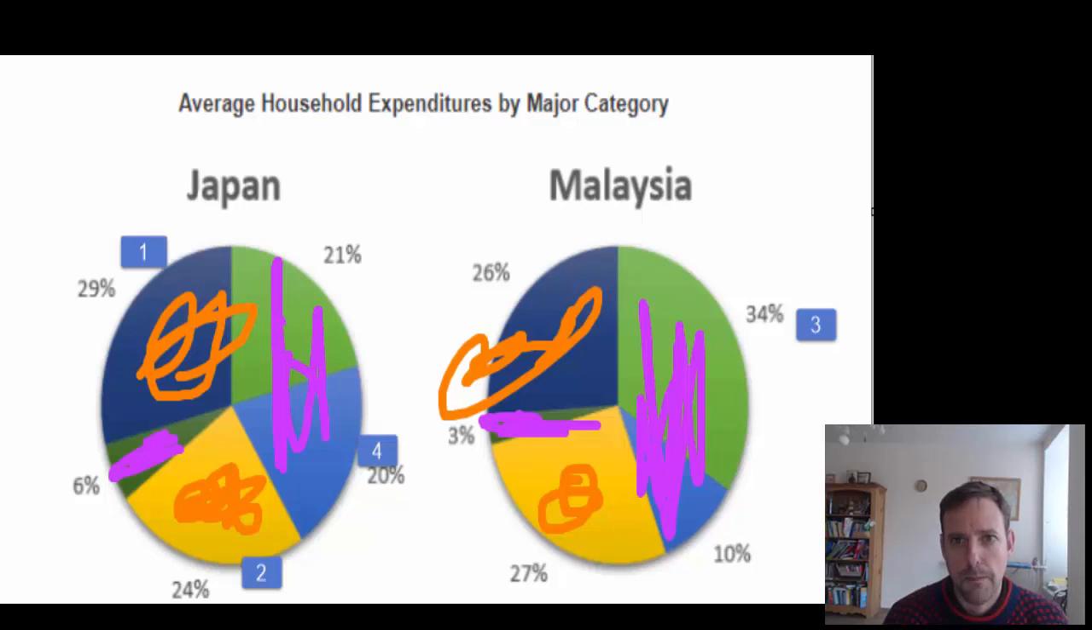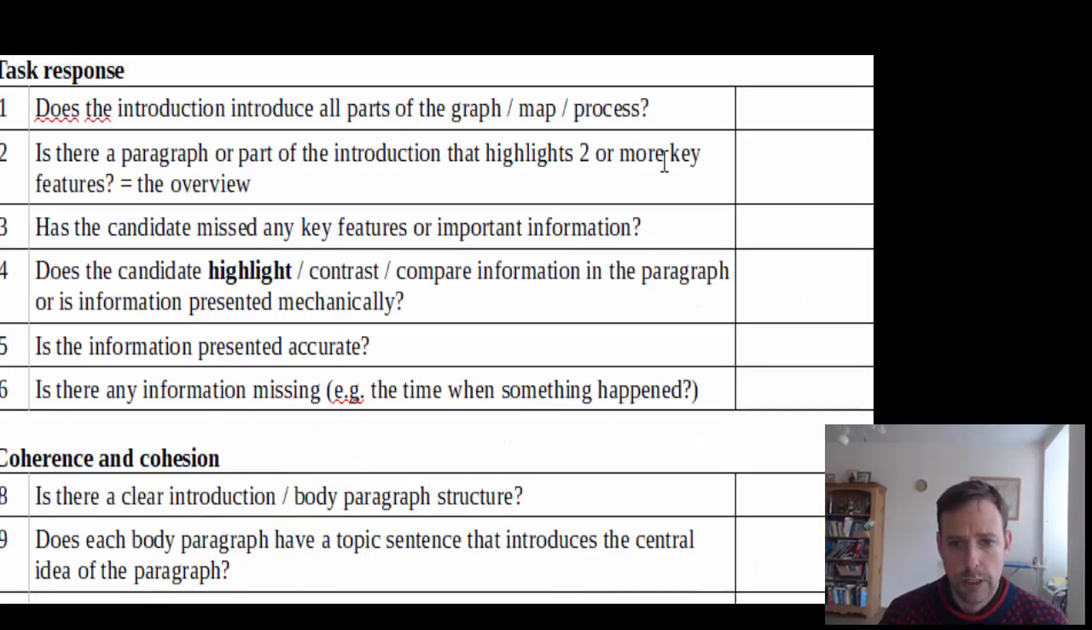Obviously, the more of the graph or diagram that your key features, key points cover, the better. But it's a little bit dangerous. The examiner might say, well, there are some serious differences there, but maybe I was an open-minded examiner. I can see how the person would look and say, oh, Japan's equal, but bang, look at that big 34%, wow. Yep, so that's okay. Coming back to our criteria, here we can put yes, so that's a good sign. Okay, has the candidate missed any key features, important information?